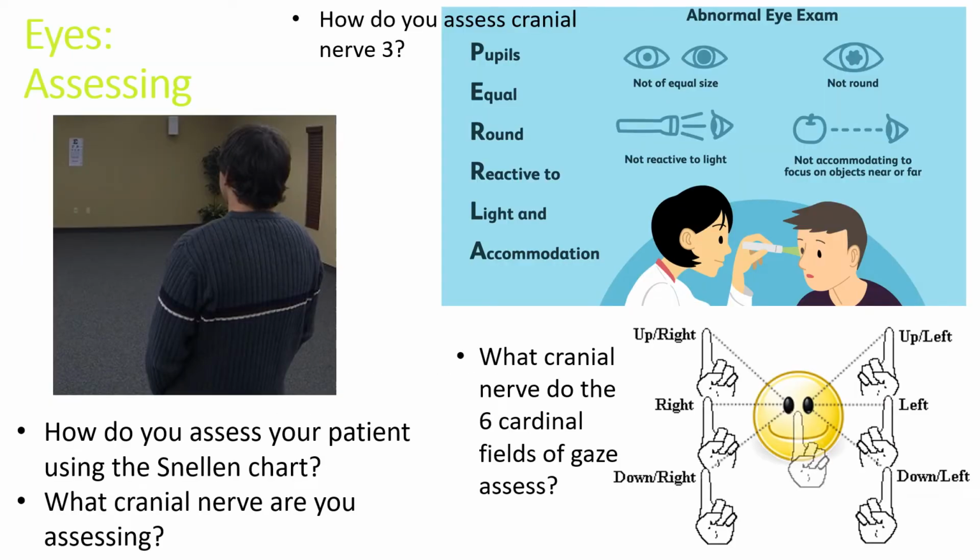Okay, so I'm not going to talk too much about this. You guys need to be able to answer these questions. How do you assess a patient using the Snellen chart? How would you walk them through it? Stand here, look at this, answer these questions. What cranial nerve are you assessing when you do Snellen? How do you assess cranial nerve 3? What does it mean when you say pupils equal, round, reactive to light, and accommodation? And what cranial nerve do the 6 cardinal fields of gaze assess? This is all reviewed from 5th semester.